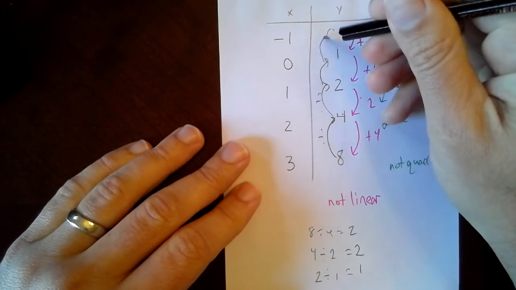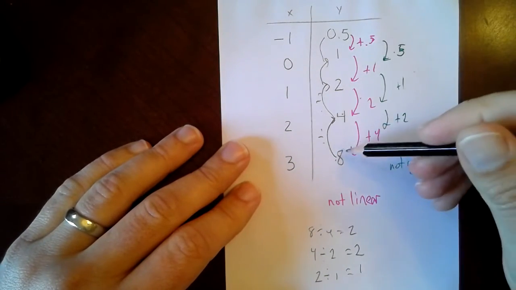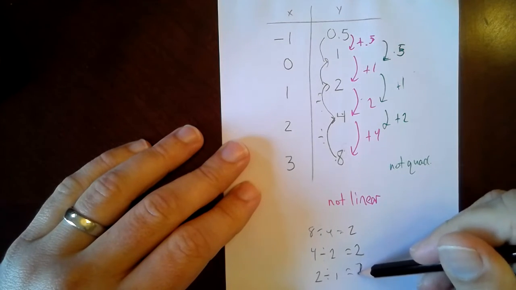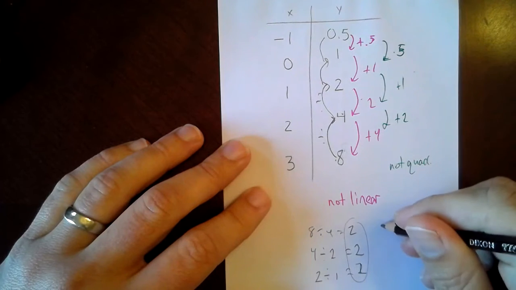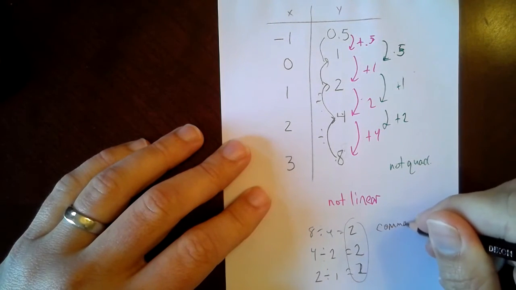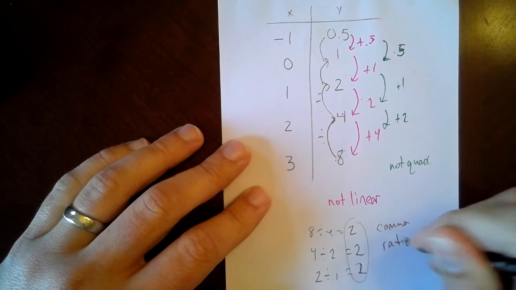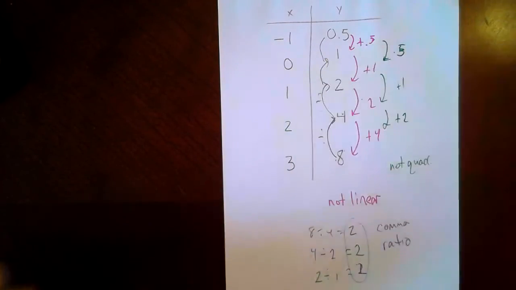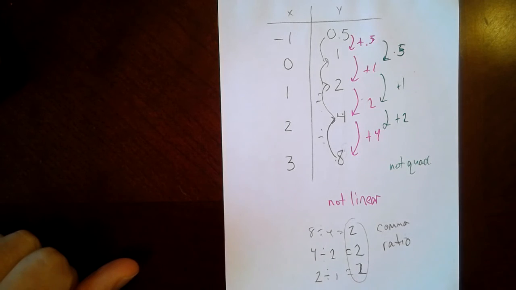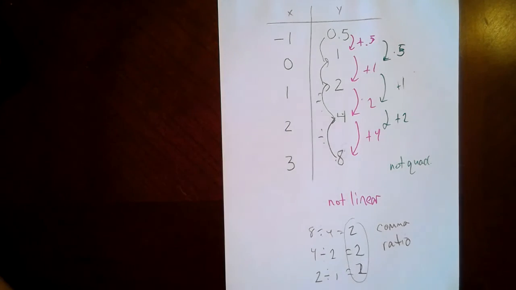Each time if I divide a y by the previous y, I get 2. Oh, that should be 2, silly me. This is the common ratio. And if we recall when we talked about exponential functions, it had a common ratio. It's always doubling. So that's how you can tell by a table if it's an exponential function.